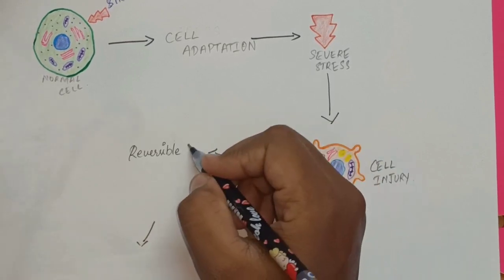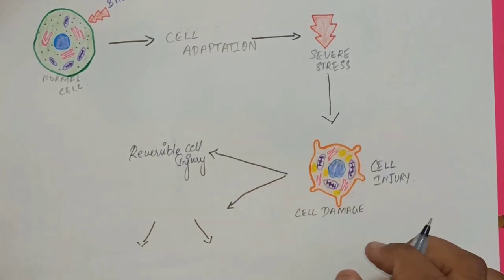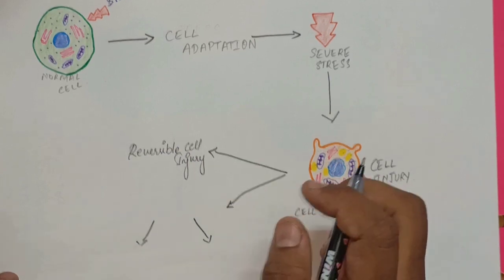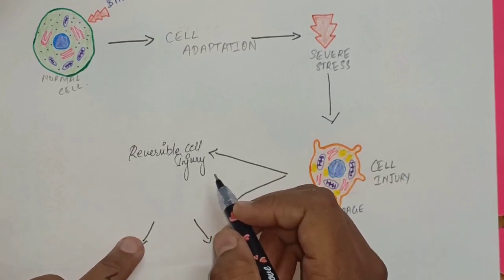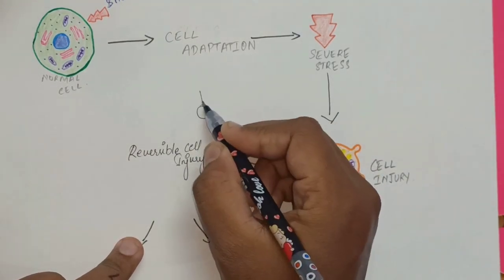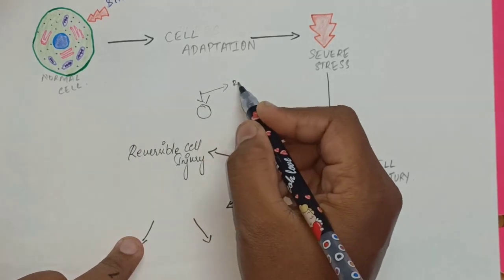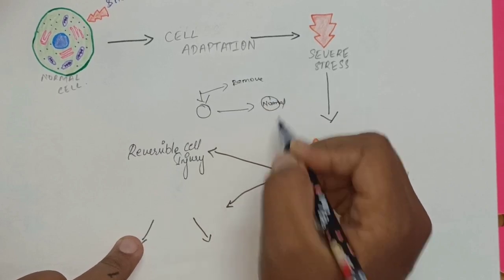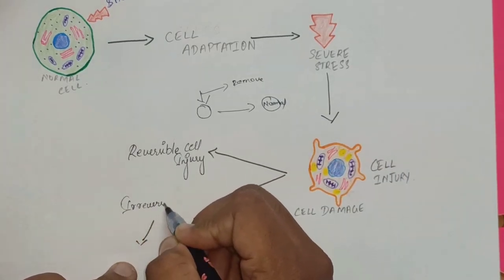The first one is reversible. Reversible is nothing but once the stimulus is removed, I mean the constituent or the thing which is creating damage to the cell is removed, the cell can recover from a damaged position to its normal state. Once the stimulus is removed, the damaged cell can recover its health and come back as a normal cell. That is called reversible cell injury.